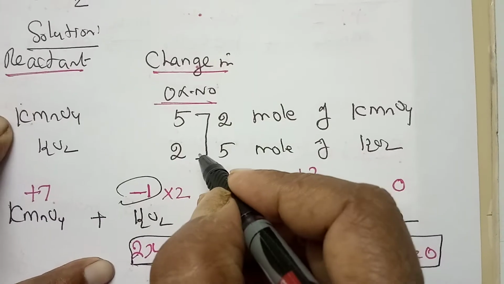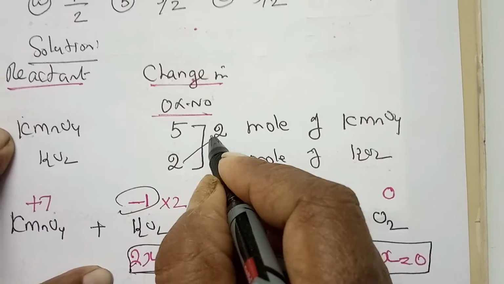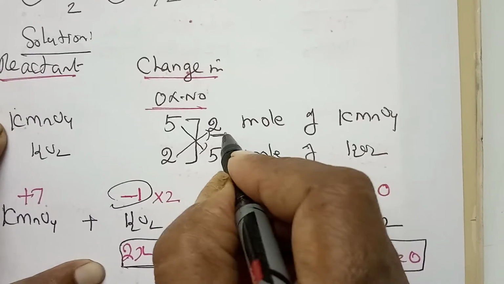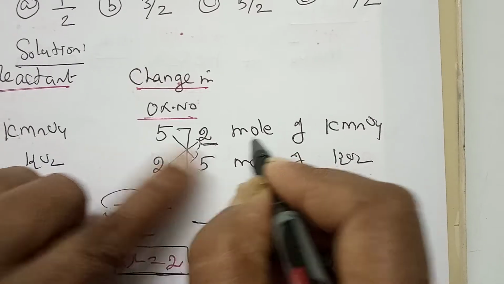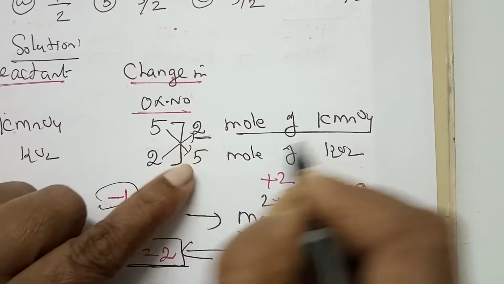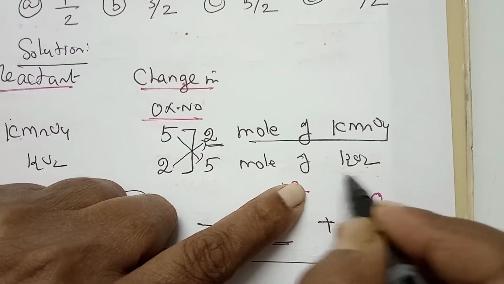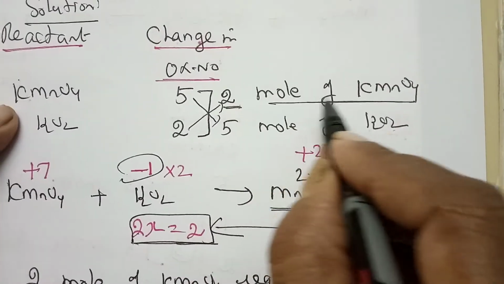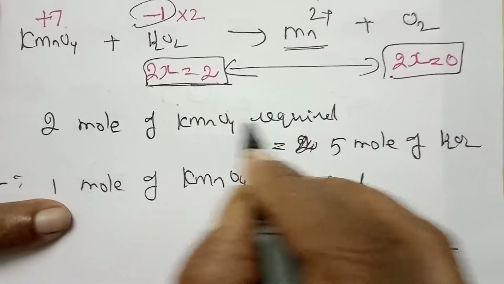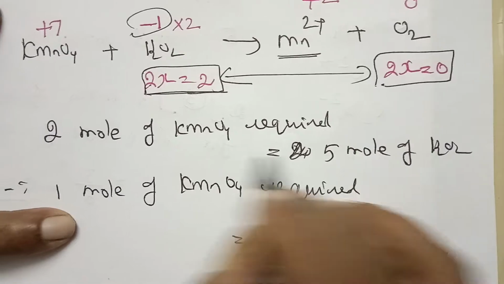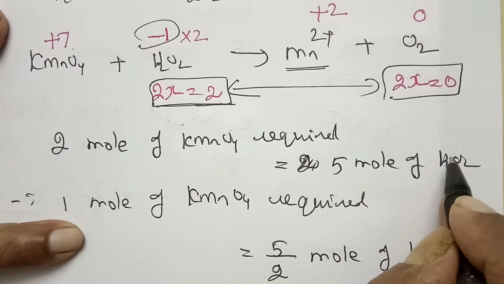Next you have to cross multiply. This 2 you have to write here and the 5 here. After writing the 2, write 2 moles of the same reactant, potassium permanganate. Here write 5 moles of hydrogen peroxide. So what is this indicating? 2 moles of permanganate are required to react with 5 moles of hydrogen peroxide. This is the statement we have created.